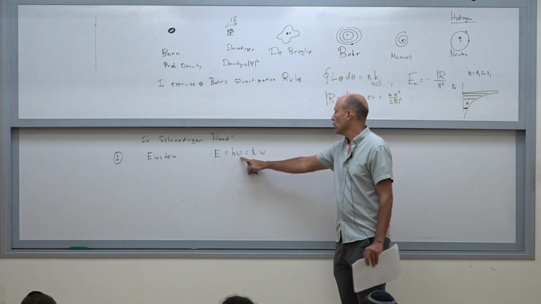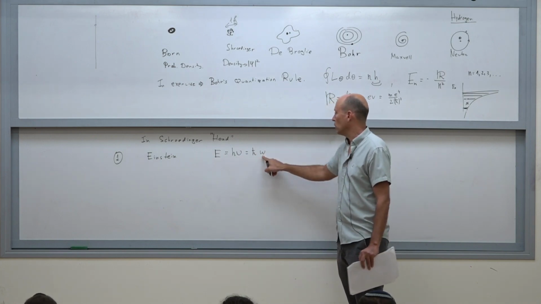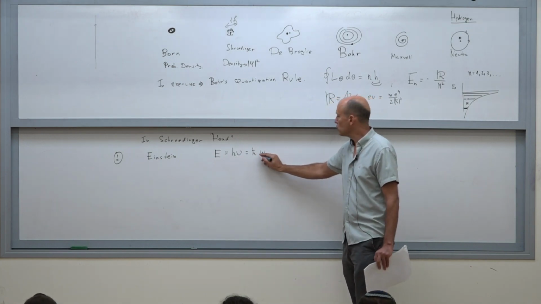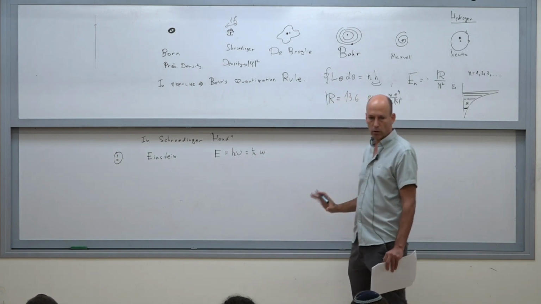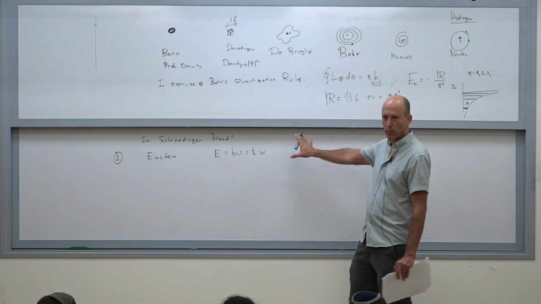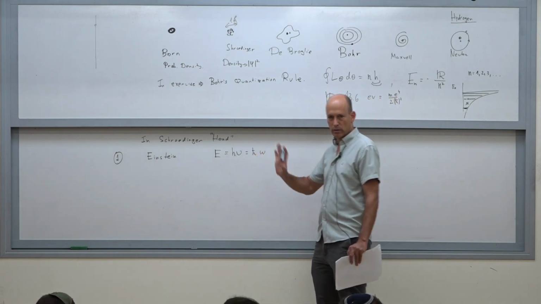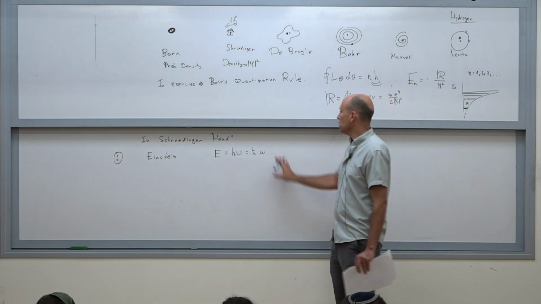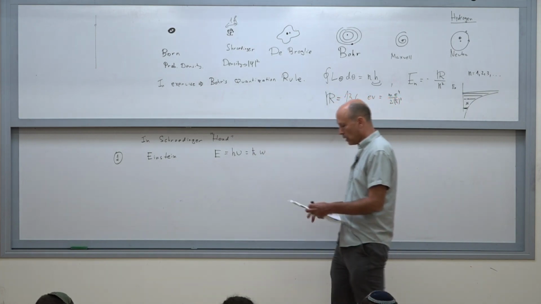Nu is 2 pi. 2 pi nu is equal to omega. We will use omega and h bar and not h and nu. Okay? You know this. This is common also in China, omega and h bar. This is well known, right? So this is the frequency of the wave, whatever that wave is.